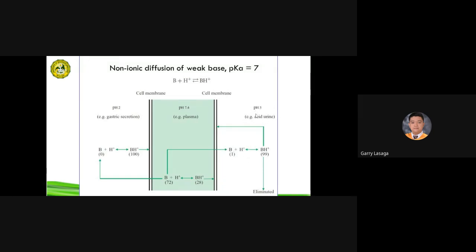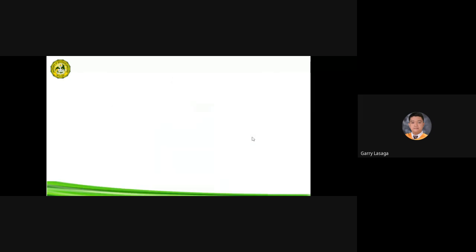So for example, our urine here is acidic. So in an acidic urine, our base will be ionized. So the ionized form of our weak base drug will be eliminated from the body. It will be trapped in the urine, and it cannot be reabsorbed back into the body. So this is another example of ion trapping.